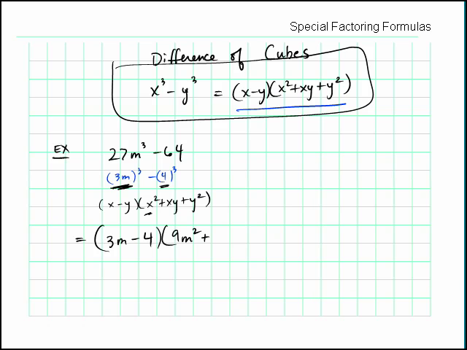Plus x times y for us will be 3m times 4, which is 12m. And then we have y squared, which in our case will be 4 squared, which is a 16. And I have it factored. And here's another example of the difference of cubes pattern.